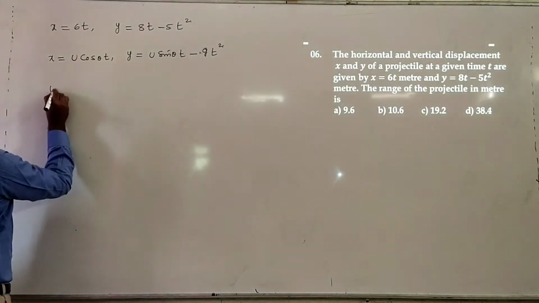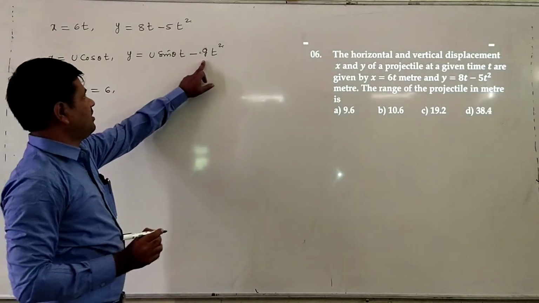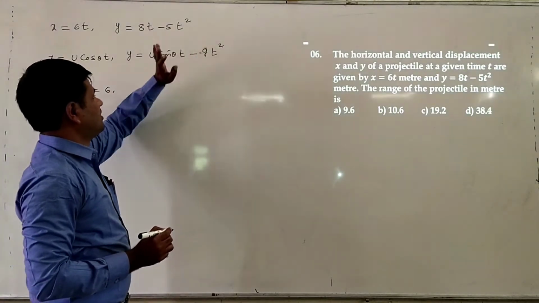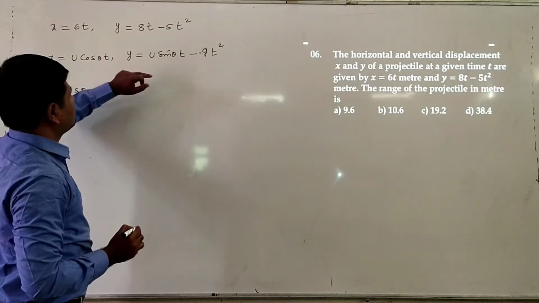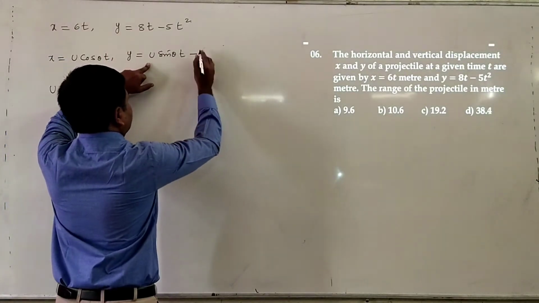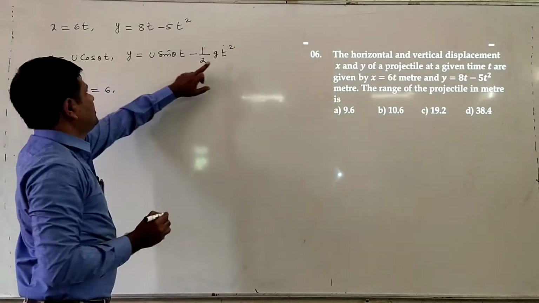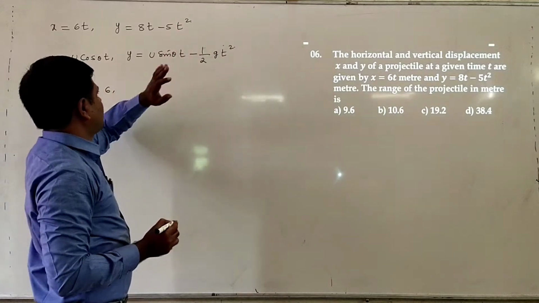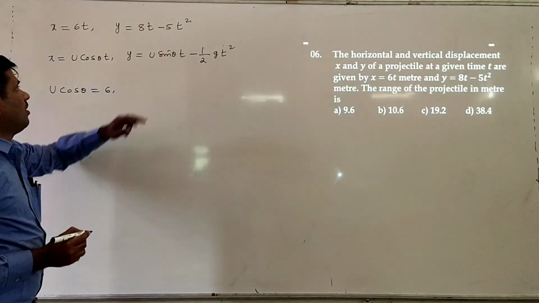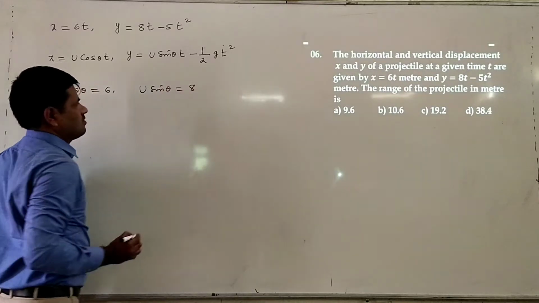Now what will be here? u cos theta is equal to 6. Here in g t square, half g equals 5 is there, and t square is the same. This is s is equal to u t minus half g t square. Now half g equals 5, t square is there, and t is the same. Now what will be here? u sin theta is equal to 8.